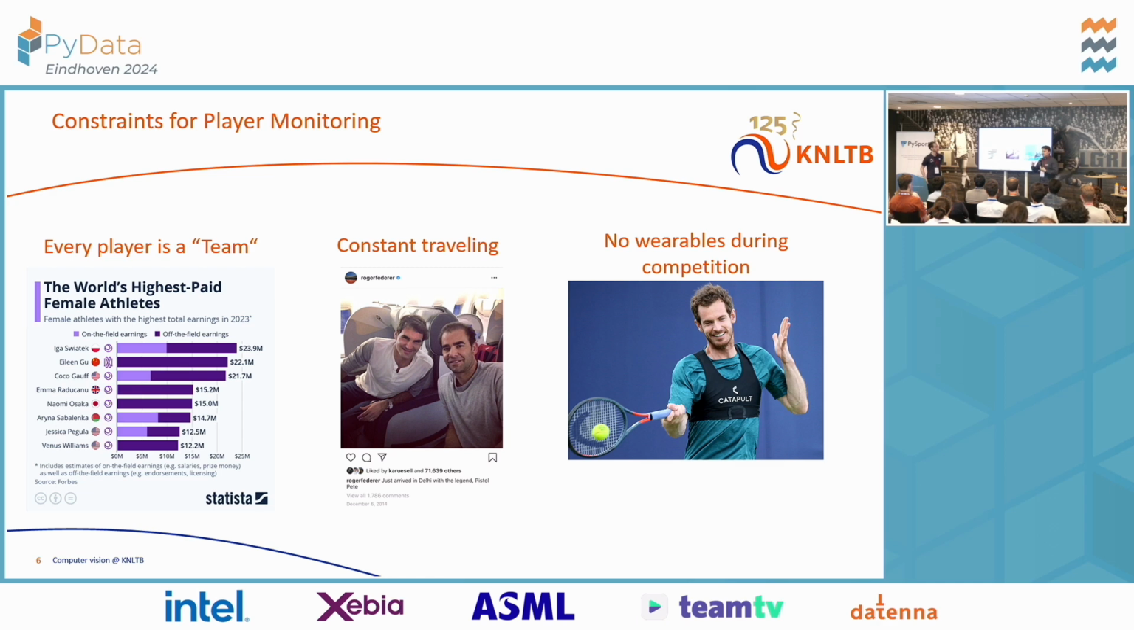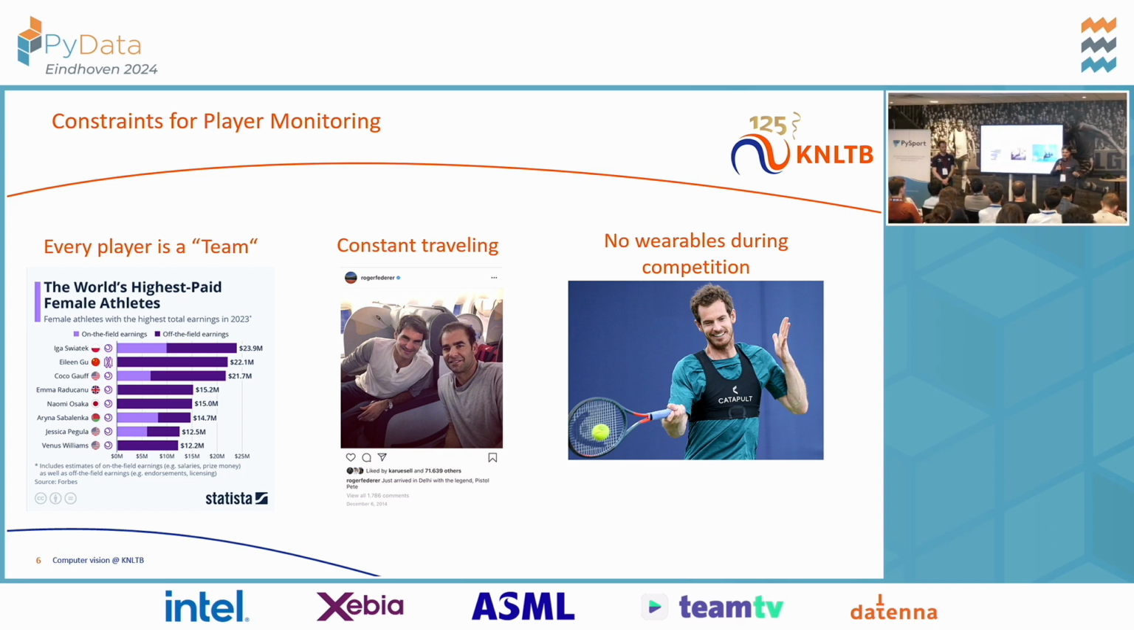So that means it's not like in football where you have one team, you give them the sensors, they train, and it's all fine. Because every player is a brand, they might have also different commercial affiliations with different brands and use different systems. Then they are constantly traveling. It's not that they are at one pitch training all the time. They are all over the world.